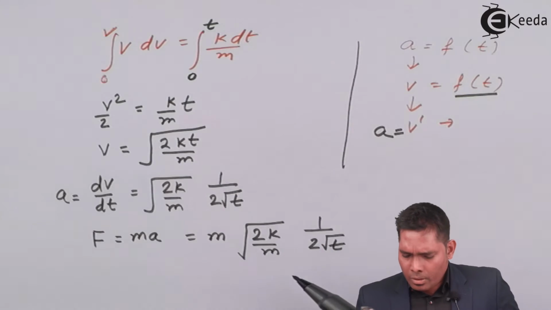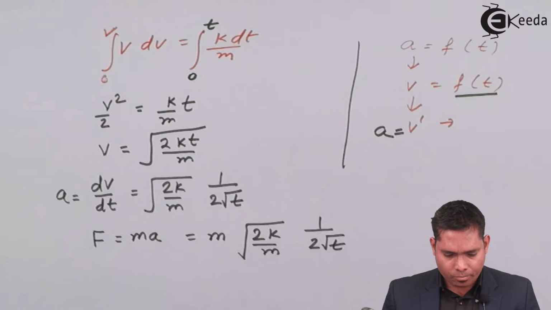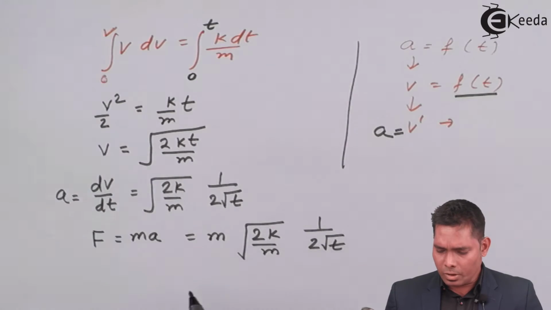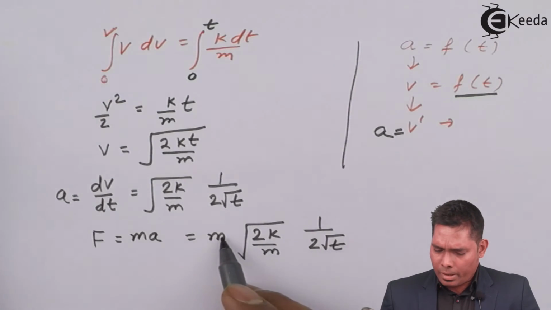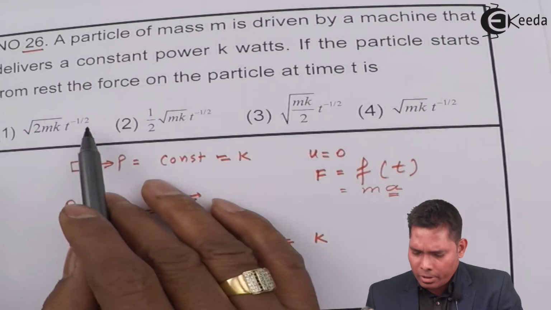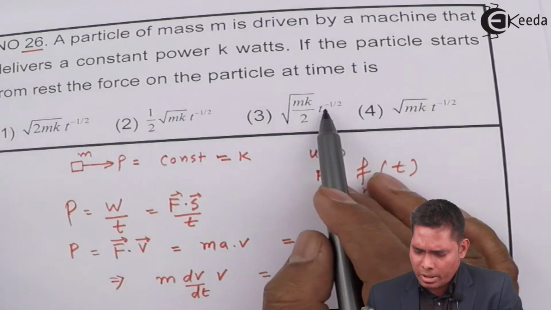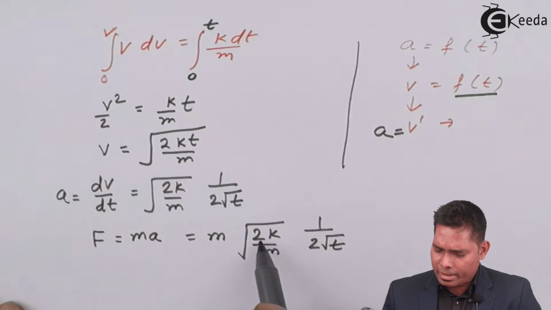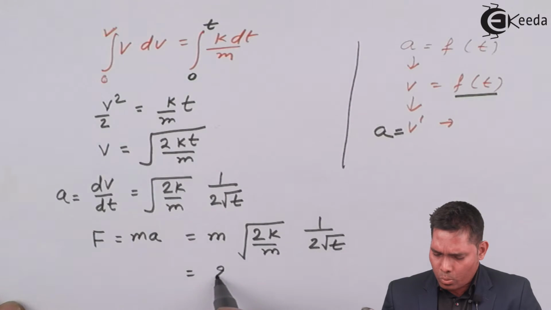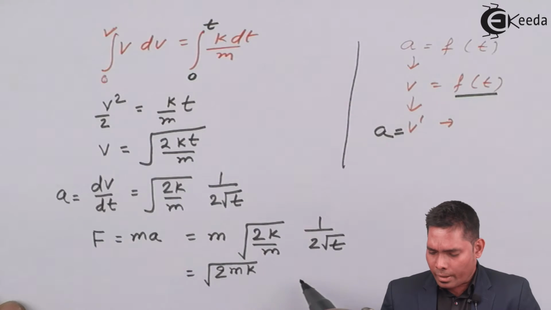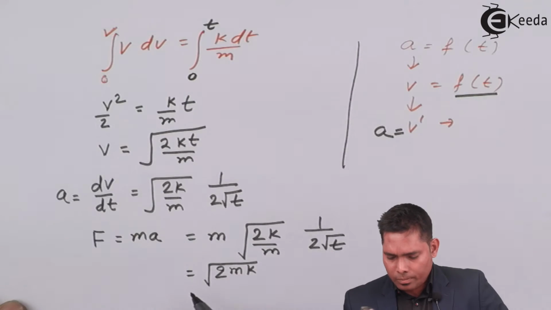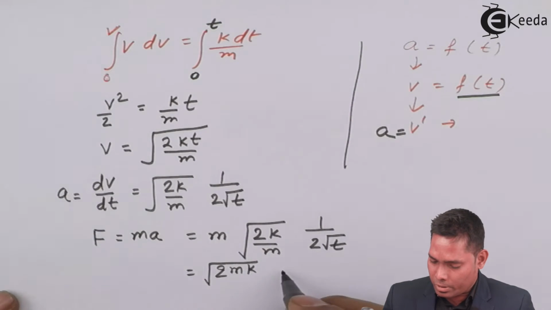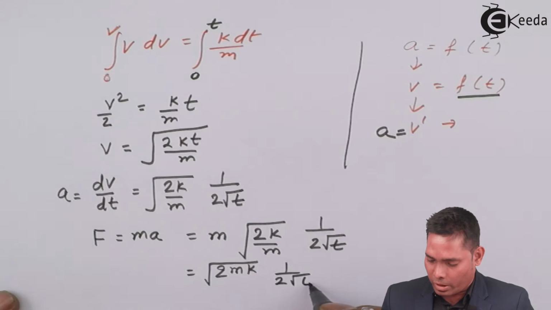If I look at the options, everything is inside the root, only t is outside and the 2 is outside. So m is taken inside, then this m becomes m square and 1 m is left behind. So this is 2mk under root, and this m will cancel out, and this is 1 over 2 root t.